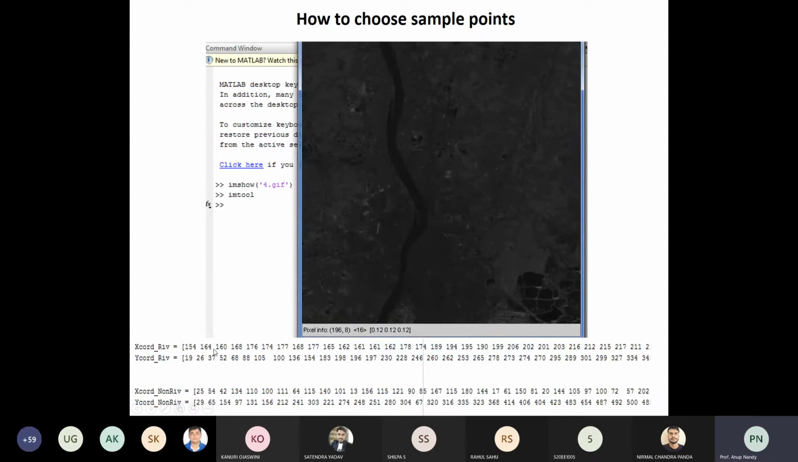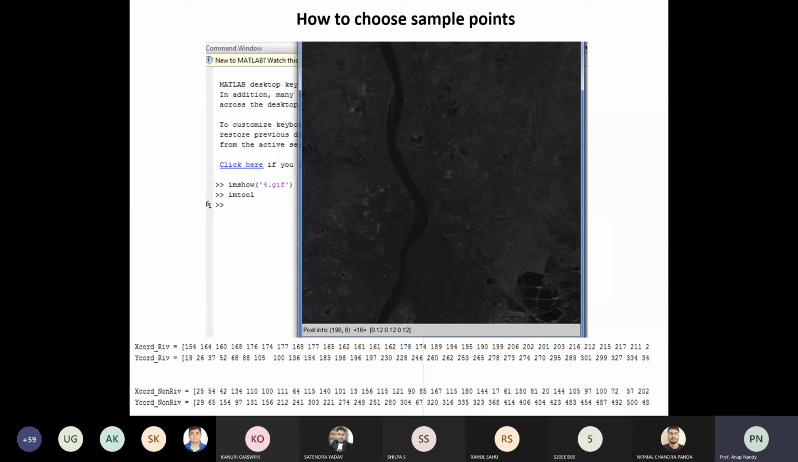50 sample points for the river class and non-river class. Now in the non-river class also you take any points. From here you just place the cursor, then you will have the pixel information, then you just store it. So this is the way that you can choose these sample points.